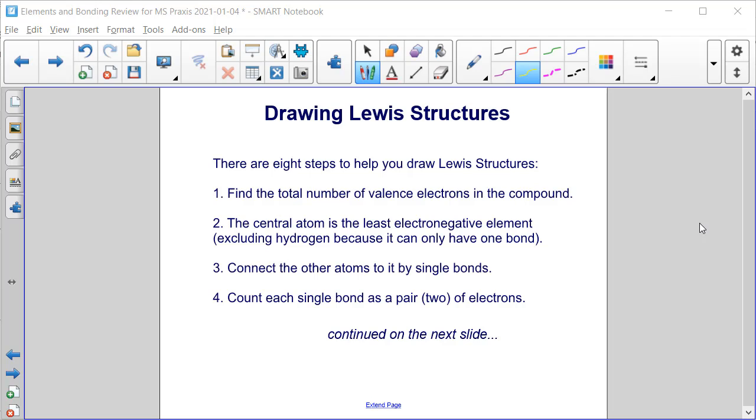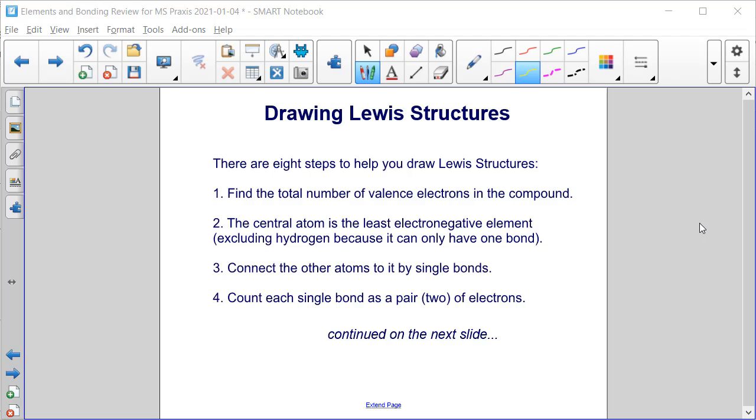All right, let's talk through how we draw Lewis structures. There are 8 steps to help you draw Lewis structures. First, find the total number of valence electrons in the compound. Then, identify the central atom. It's the least electronegative element in the compound, with the exception of hydrogen, because hydrogen can only have one bond.